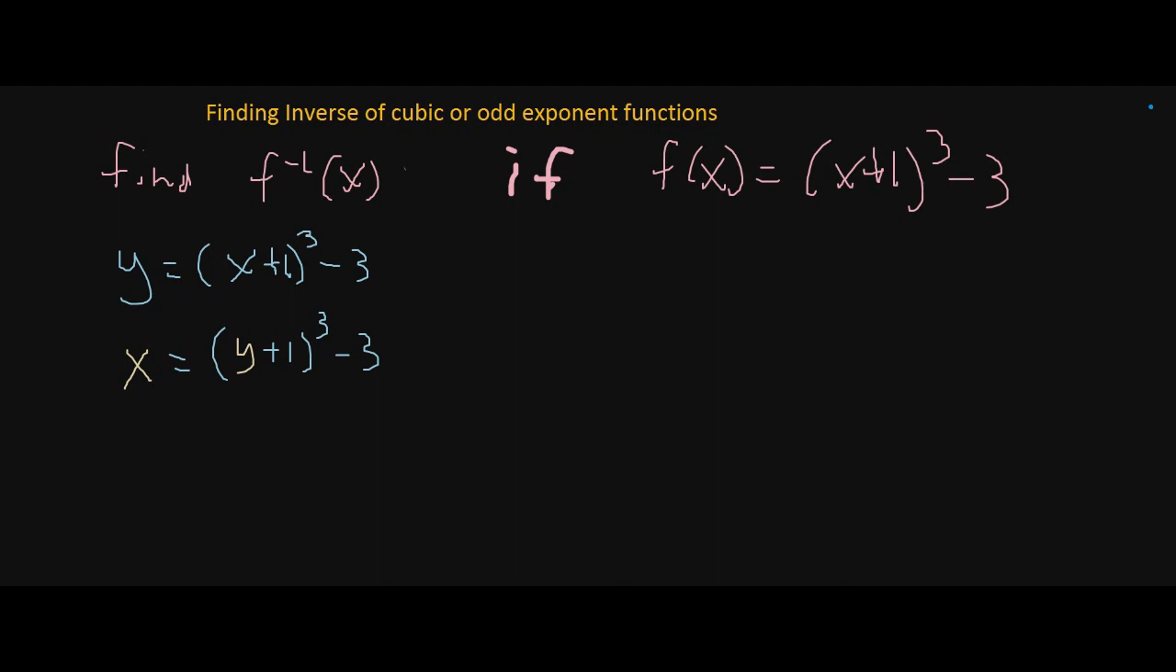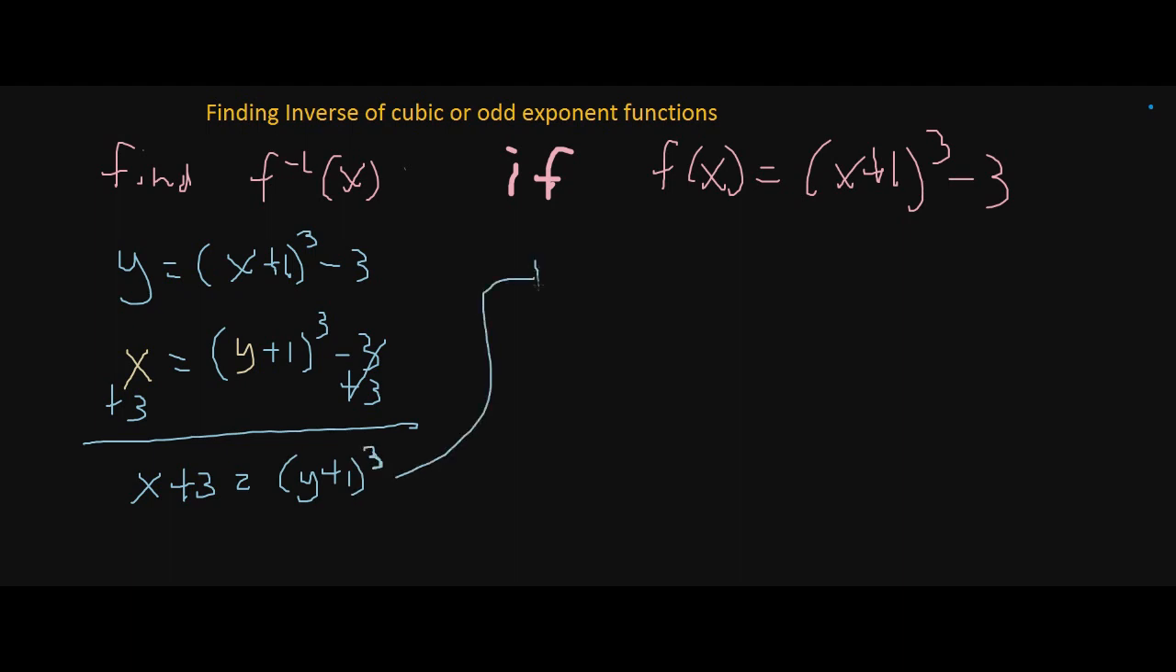We always want to undo any addition or subtraction. So there's a minus 3, so let's add 3 to both sides. We're going to get x plus 3 is equal to (y plus 1) raised to the third power. Let's rewrite this up here. We have x plus 3 is equal to (y plus 1) raised to the third power.